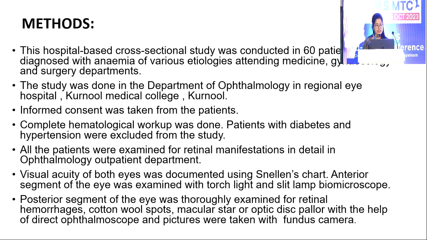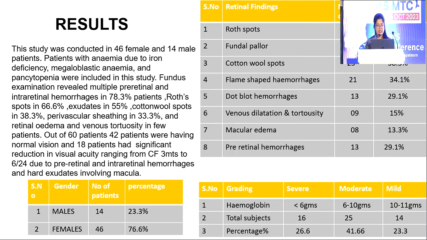Visual acuity of both eyes was documented using Snellen's chart, and anterior segment examination was done with torchlight followed by slit lamp biomicroscope. Posterior segment of eye was thoroughly examined for retinal hemorrhages, cotton wool spots, macular star or optic disc with the help of direct ophthalmoscope, and pictures were taken with the fundus camera.